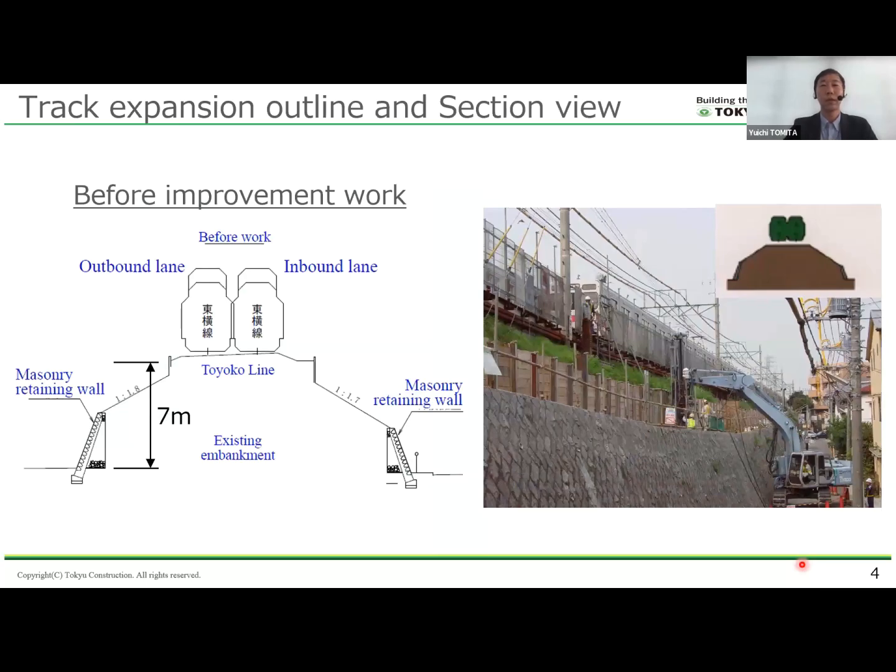This slide shows the typical cross-section in the Hiyoshi area, where the plan was to expand the line from 2 tracks to 4. The left figure shows the original 7-meter embankment with masonry retaining walls and 2 tracks on top. The right photo shows the site at the beginning of the improvement work.